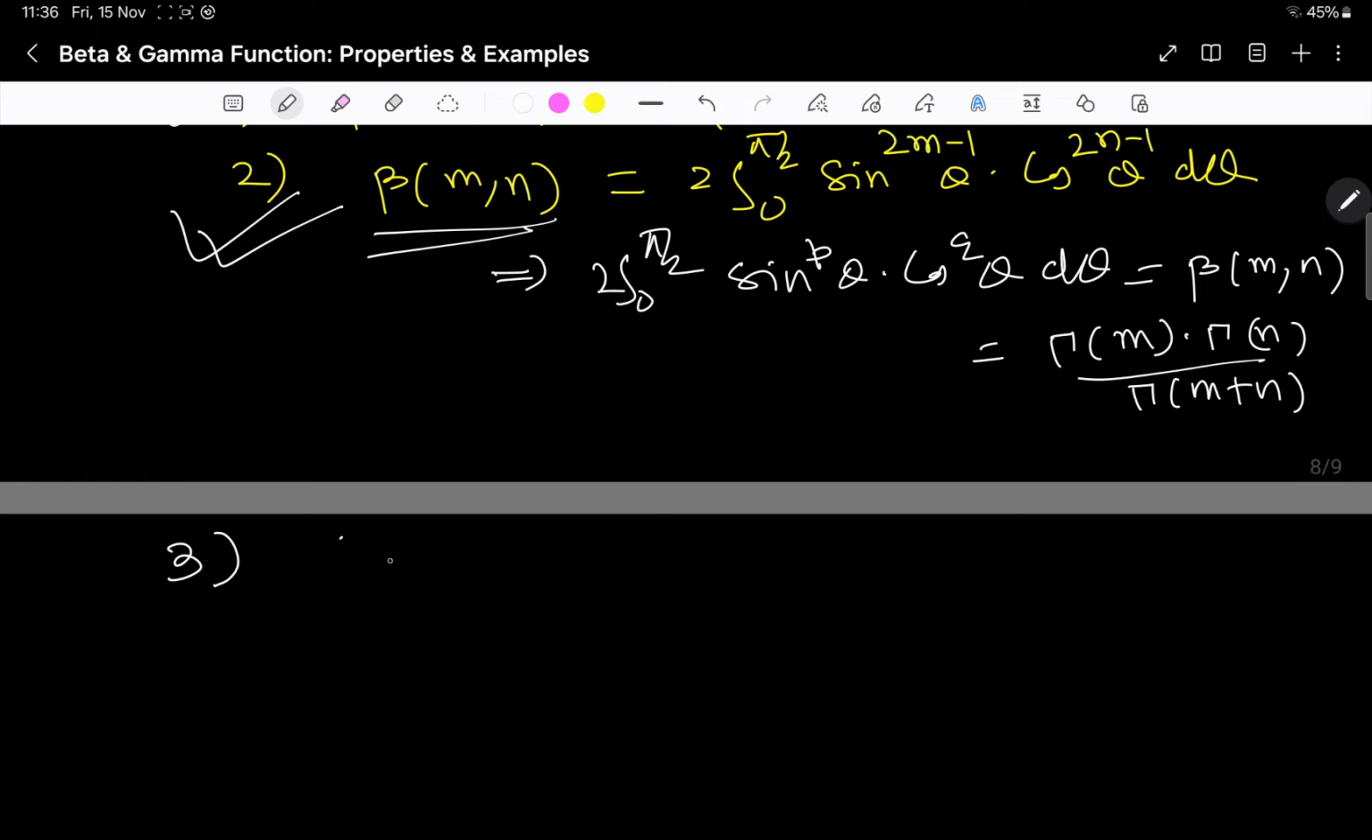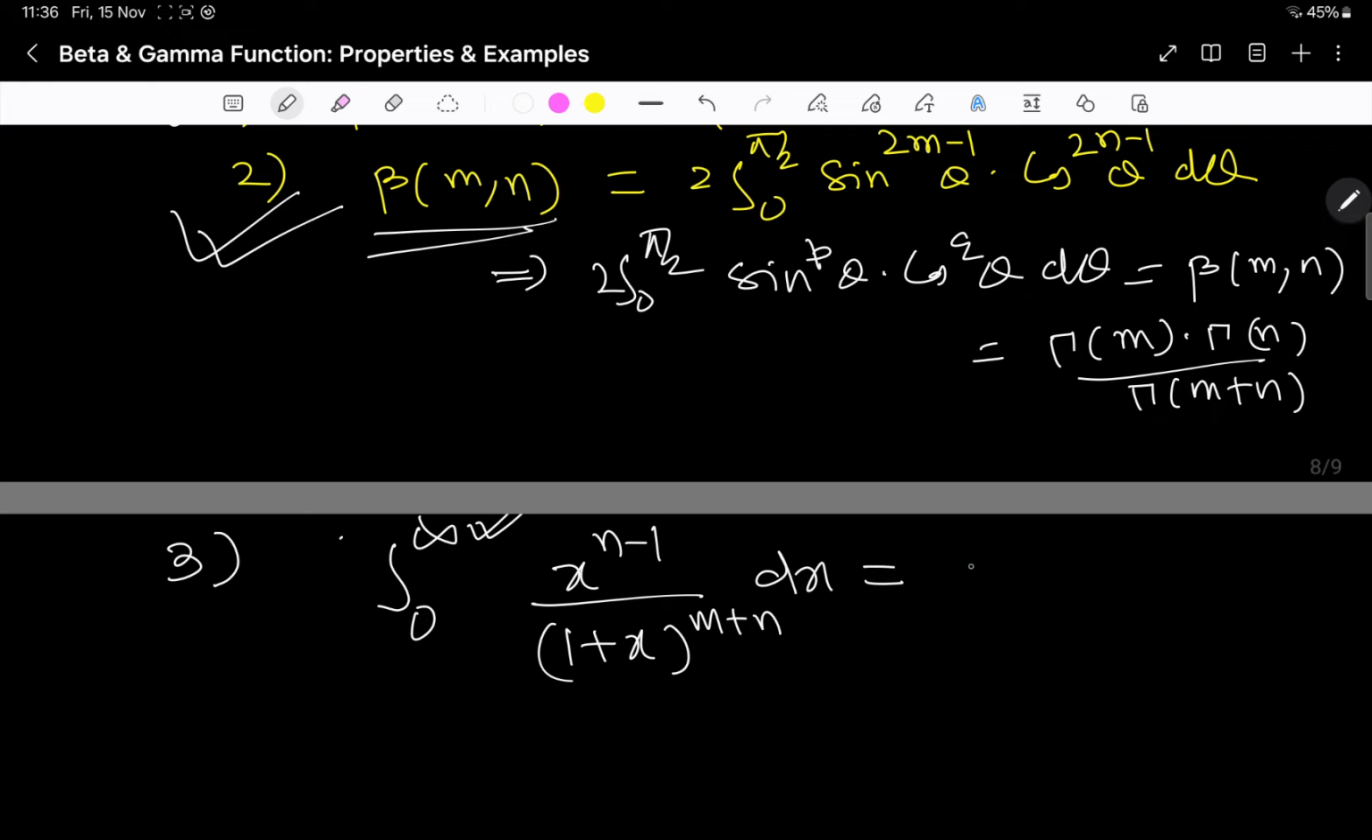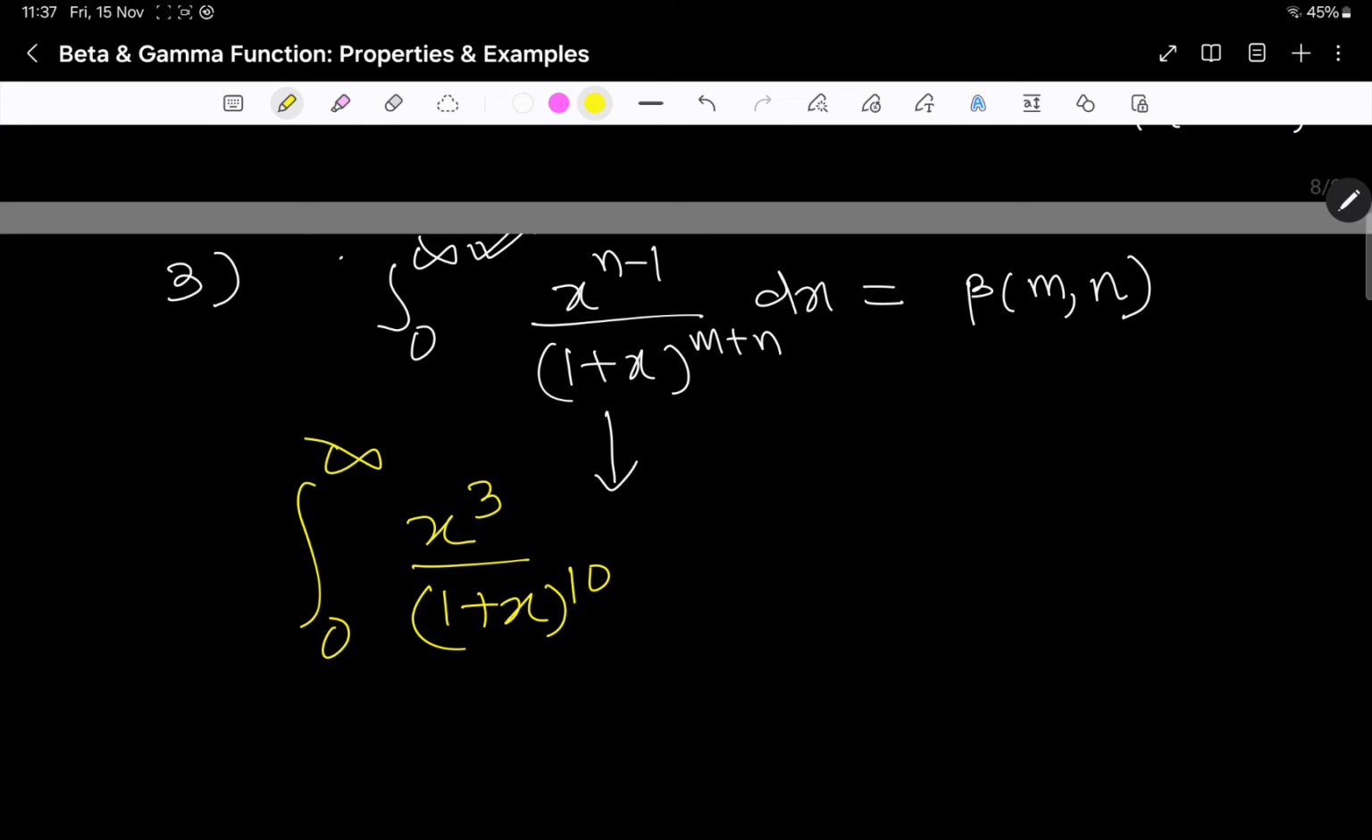Now you see another important property: the integral from 0 to infinity of x to the power n minus 1 divided by 1 plus x to the power m plus n, dx, is again beta mn. This is another important property, and I will tell you its consequence.